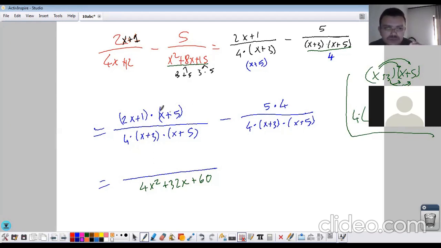Now, the first numerator, we have another product in here. So this is the normal product that we did in the beginning of the polynomials in the second semester. 2x times x makes 2 times x squared.